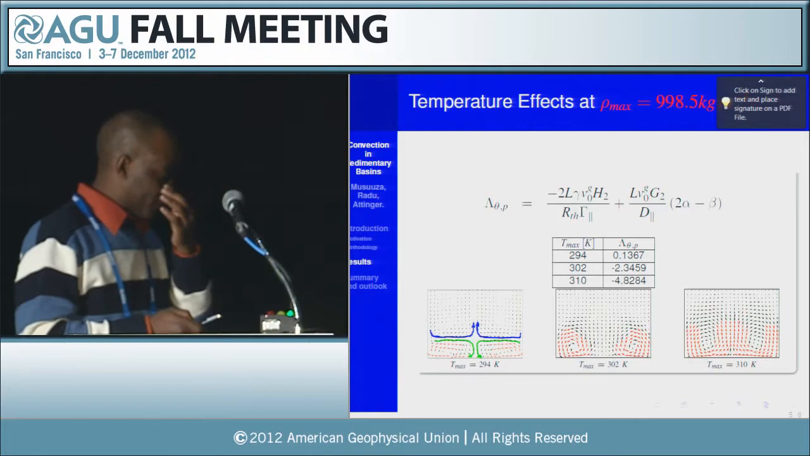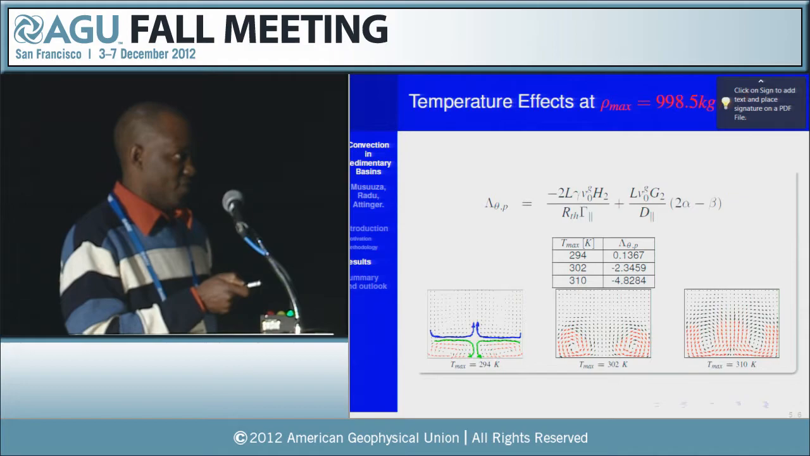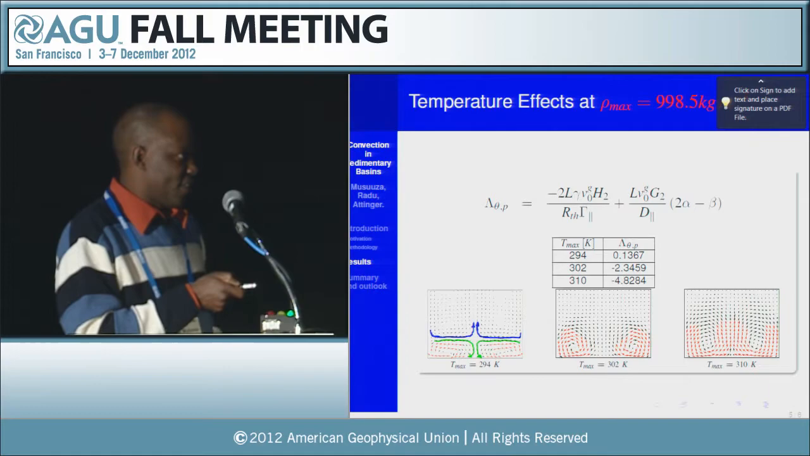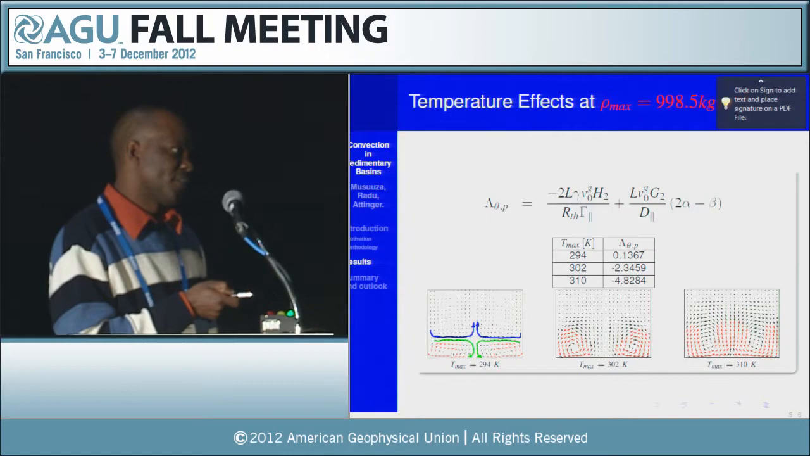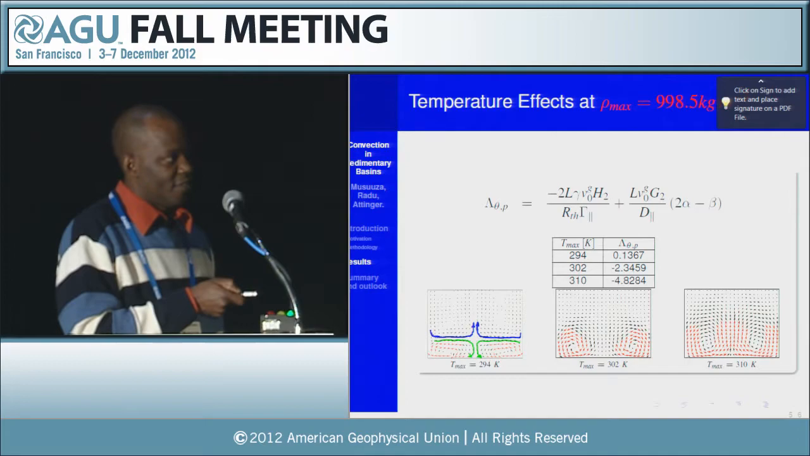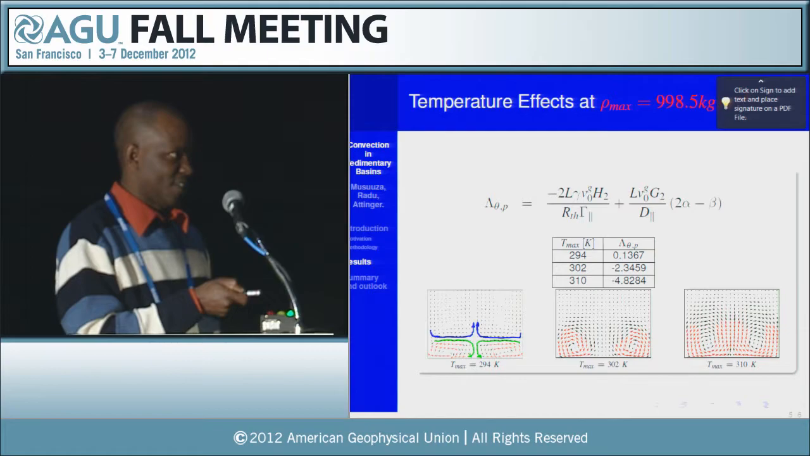On the table are the parameters that we use for the simulations, and the results. First, we fix the salinity so as to get this density, and we increase the value of the temperature. You can see the number reduces from positive to negative, and the temperature that gives a positive number gives two pairs of convection cells. The upper one, the blue, is due to the temperature, and the lower one is due to the salinity. And as the temperature increases, this pair is lost, and you have the thermal cells becoming stronger.